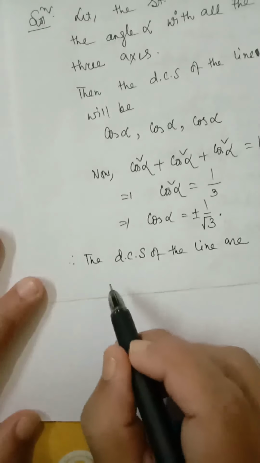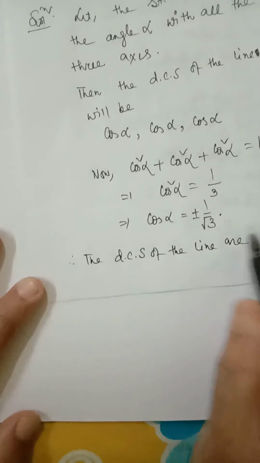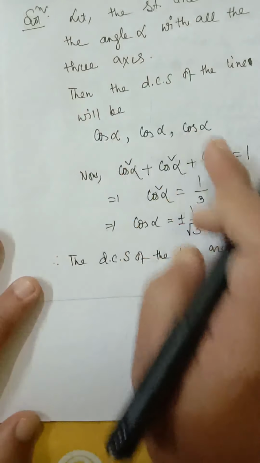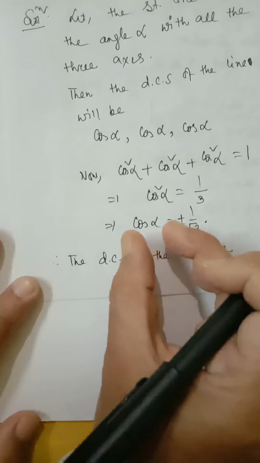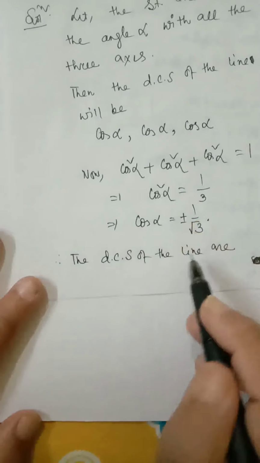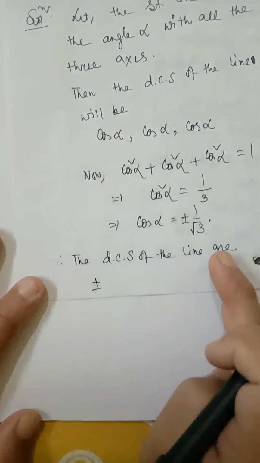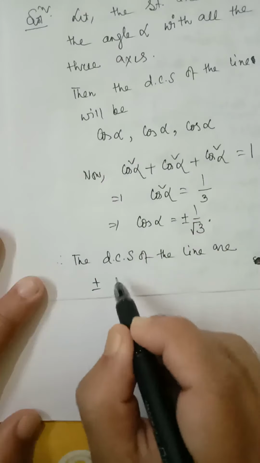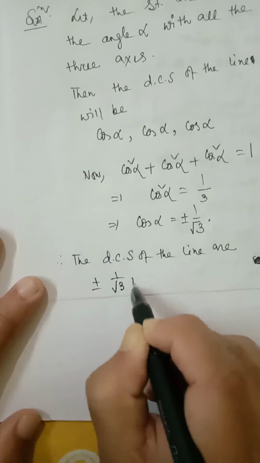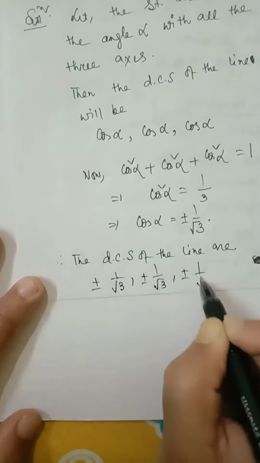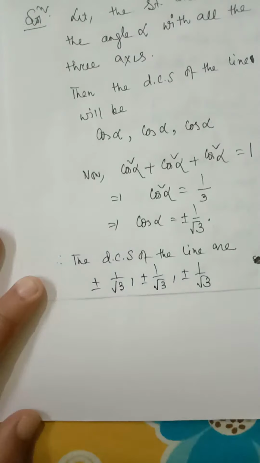And so the direction cosines of the line are cos alpha, cos alpha, cos alpha, and now we know the value of cos alpha. We will replace cos alpha by this. So it will be plus minus 1 by root 3, plus minus 1 by root 3 and plus minus 1 by root 3. So this is the answer.